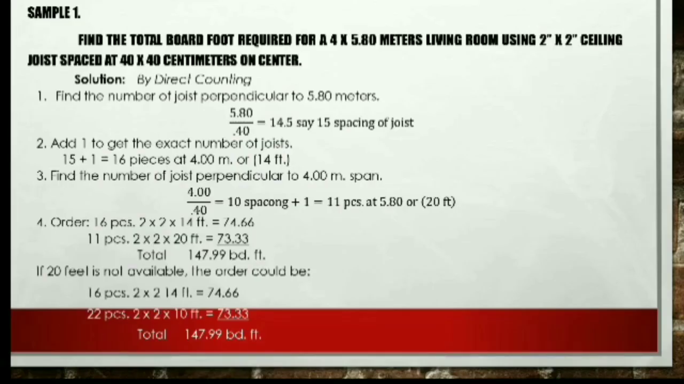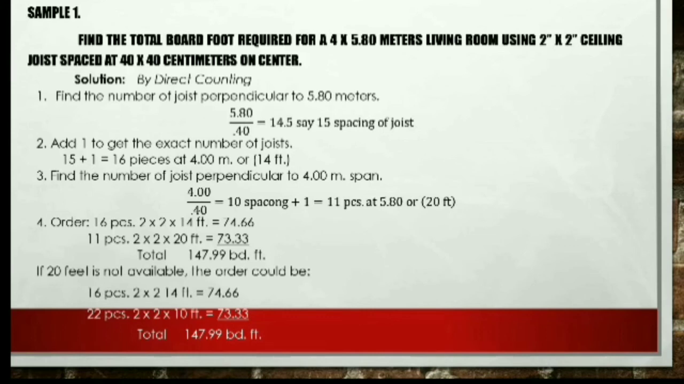So for a sample problem, find the total board foot required for a 4 by 5.80 meters living room using 2 inches by 2 inches ceiling joist, spaced at 40 by 40 centimeters on center. Solution by direct counting: find the number of joists perpendicular to 5.80 meters. Then add 1 to get the exact number of joists.